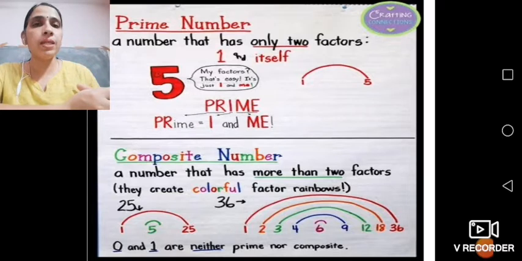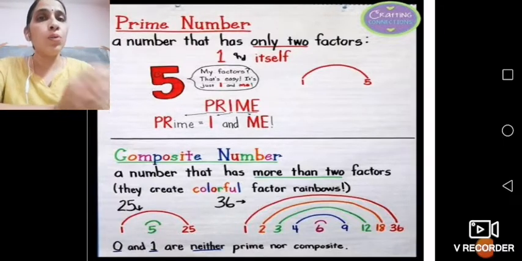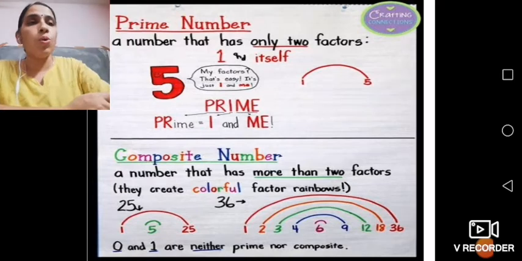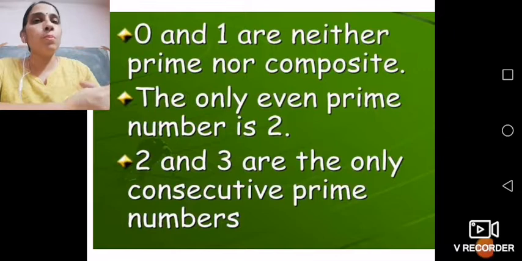Now in the first example you can see 25. Now 25 has three factors, 1, 5 and 25 itself. I hope these examples are clear to you all. Now you have to remember that 0 and 1 are neither prime nor composite. Okay. Now we'll see a few more properties. 0 and 1 are neither prime nor composite.